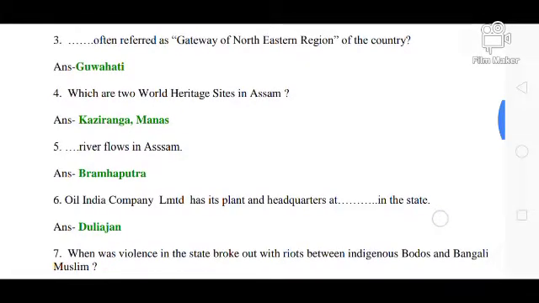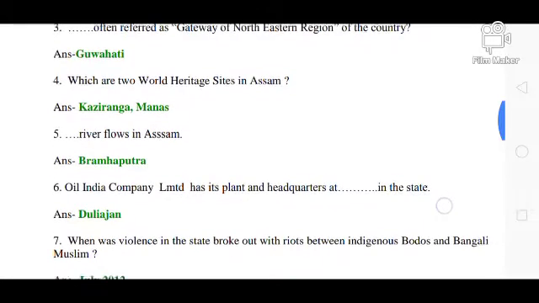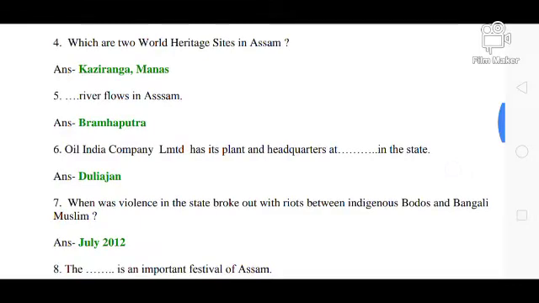The correct answer is Guwahati. Next question, which are two world heritage sites in Assam?